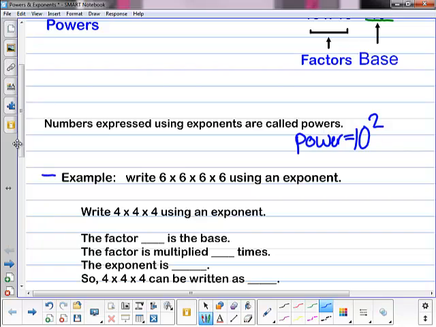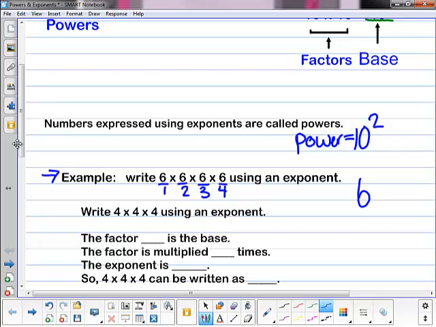Okay? So let's go ahead and take a look at our first example. Our example says, write 6 times 6 times 6 times 6 using an exponent. Okay? So, how many times is the factor 6 being multiplied? Well, let's take a look. 1, 2, 3, 4. Okay?